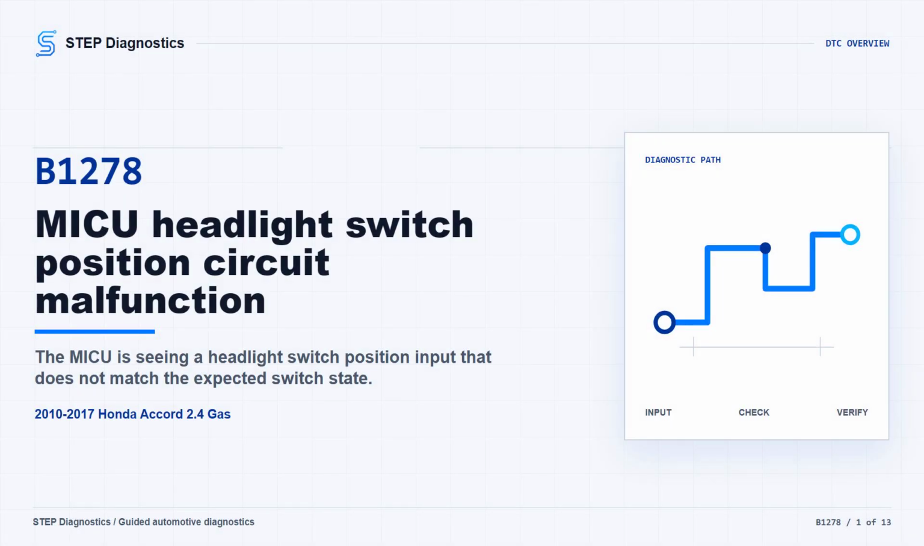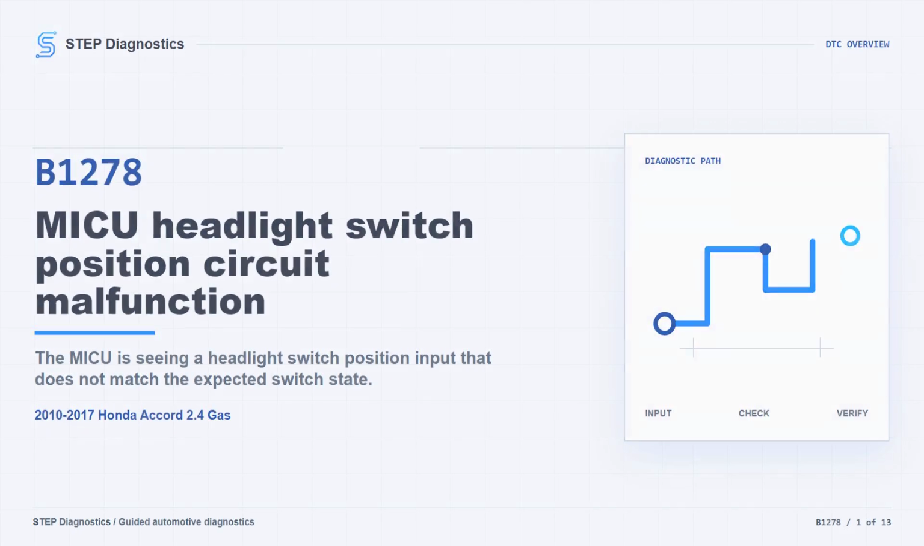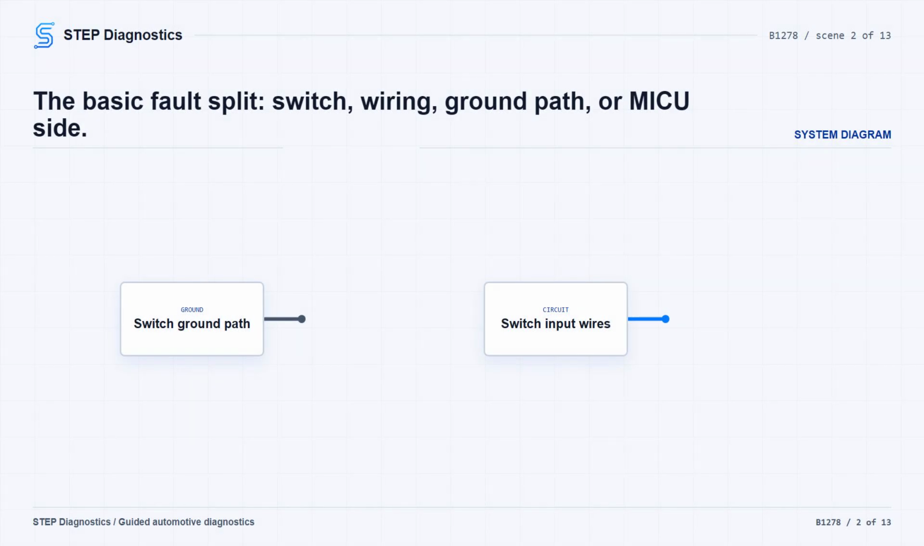For B1278 on this 2010 to 2017 Honda Accord, think of the MICU watching the headlight switch position inputs and seeing something that does not line up with the expected switch state. The driver may notice exterior lights that do not respond normally, or the scan data may show a switch position that does not match the actual combination light switch position. The possible fault areas are the combination light switch, the switch input wiring, the related ground path, or the MICU inside the under-dash fuse and relay box.